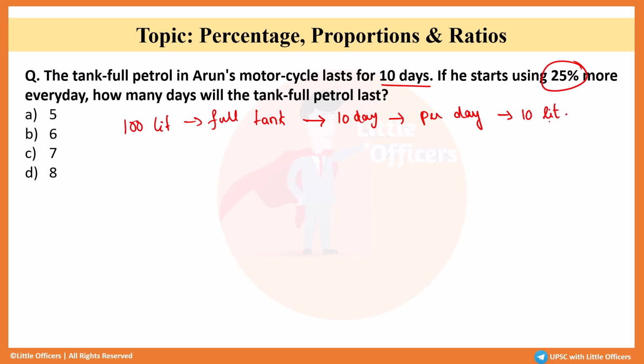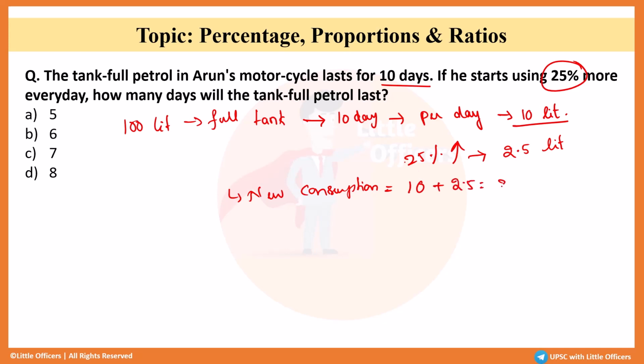Simple. Now instead of 10 liters, अगर 25% increase कर दिया, so 10 में से 25% is 2.5 liters. 2.5 into 4 is 10. So that means now the new consumption every day after hiking of 25% is 10 plus 2.5 liters, that is 12.5 liters. So every day he is using 12.5 liters and the capacity is still same.